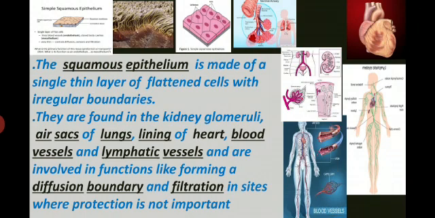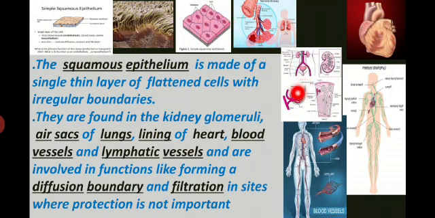We have to see the first one, the squamous epithelium, which is made up of a single thin layer of flattened cells with irregular boundaries. You have to see this diagram. There is a basal membrane, and the basal membrane has the apical surface of the lining of the epithelium layer. It is made up of a single thin layer of flattened cells with irregular boundaries. They are found in the human body.